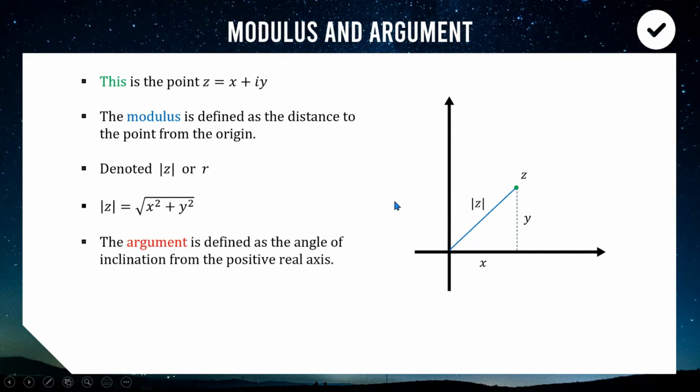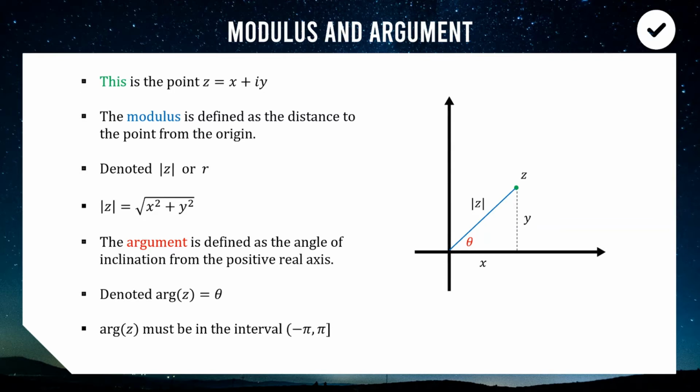Okay, and the argument, like we said, is going to be our angle, always measured from the positive real axis. So it's going to be our theta right here. Our notation for this is arg z, which is argument of z, or occasionally we'll use just theta as a shorthand. Now, an important thing about the argument of a complex number is it has to be between minus pi and positive pi.